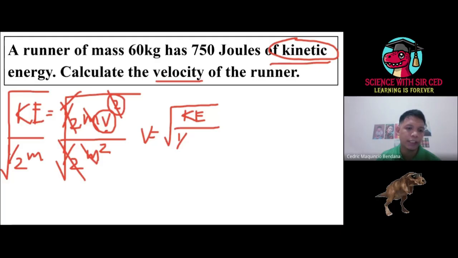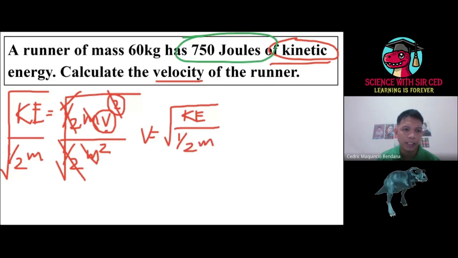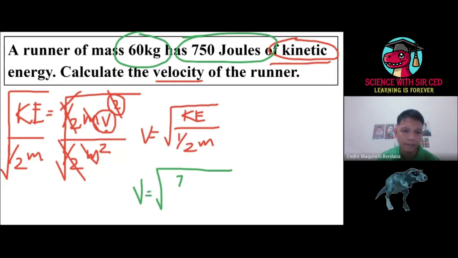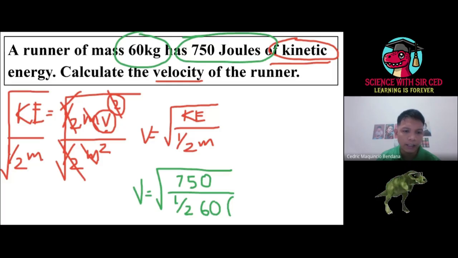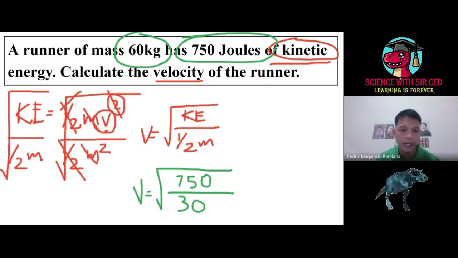Now, let's check if the needed variables are present. Is there KE available? Yes, according to the situation, KE is 750. Is there mass available? Yes, mass is 60 kilograms. Next step, substitute. Velocity is equivalent to square root of KE, which is 750, divided by 1/2 of 60. In this situation, we are going to use 30 here. So instead of 1/2 of 60, we divide 60 immediately. How did we get 30? 1/2 of 60 is 30.